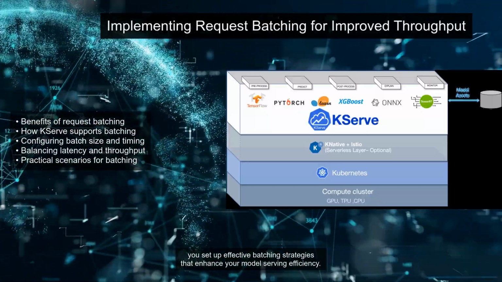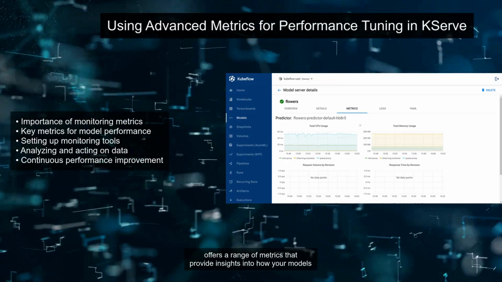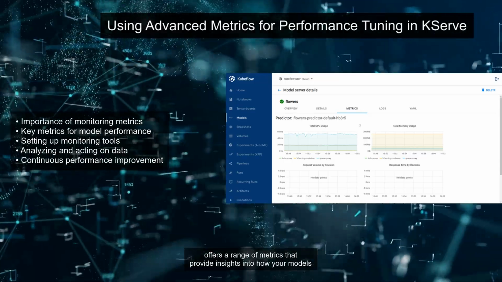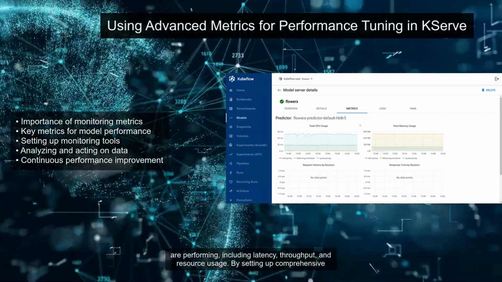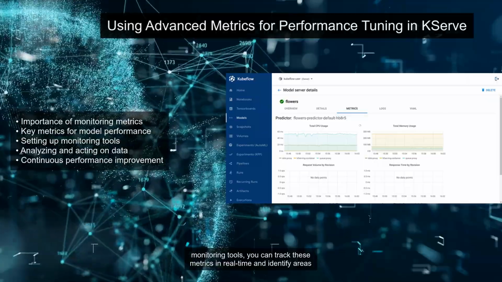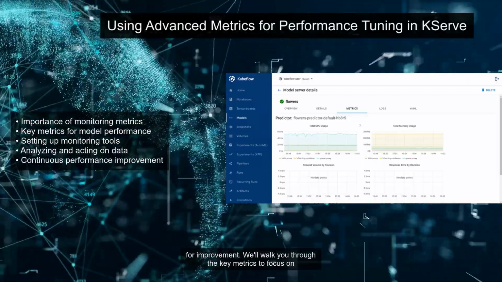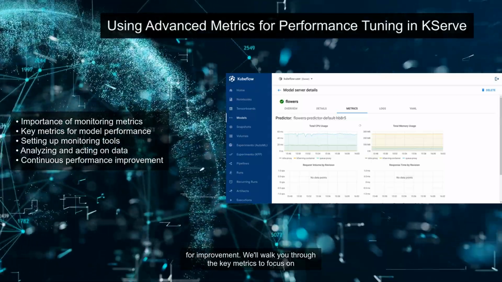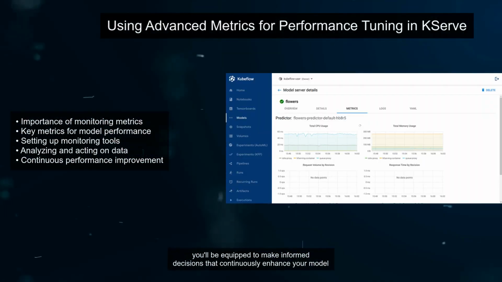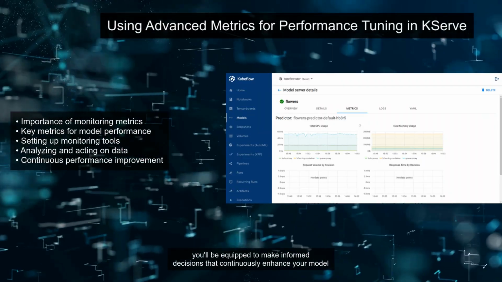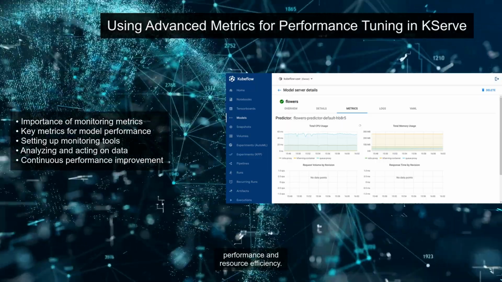model serving efficiency. Monitoring performance metrics is crucial for tuning your model serving operations. KServe offers a range of metrics that provide insights into how your models are performing, including latency, throughput, and resource usage. By setting up comprehensive monitoring tools, you can track these metrics in real time and identify areas for improvement. We'll walk you through the key metrics to focus on and how to configure monitoring in your KServe setup. With this information, you'll be equipped to make informed decisions that continuously enhance your model performance and resource efficiency.